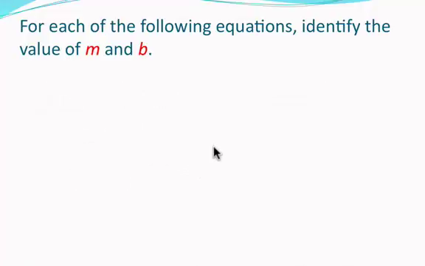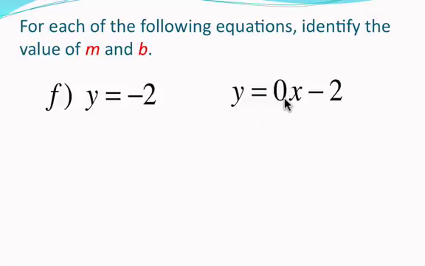Our last example: if we're given the equation y equals negative 2, well, here there is no x term, and the only way that's possible is if we multiply x by 0. Then 0 times any number, it doesn't matter what number we put in as our input, 0 times that is going to be 0, take away 2 is negative 2.